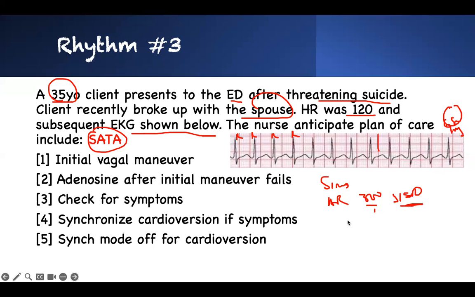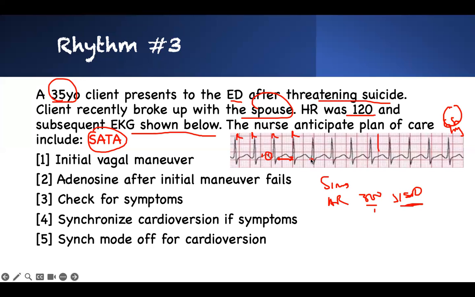Then I look at the P wave. You can't even see it. It's buried with the T wave. It's too fast. The T wave, which is the repolarization of the ventricle, is now being buried with the atrial depolarization. When you see that, it means there's no time for the ventricle and the atrium. They don't have time for each other. There's no relaxation. So this is a fast rhythm.